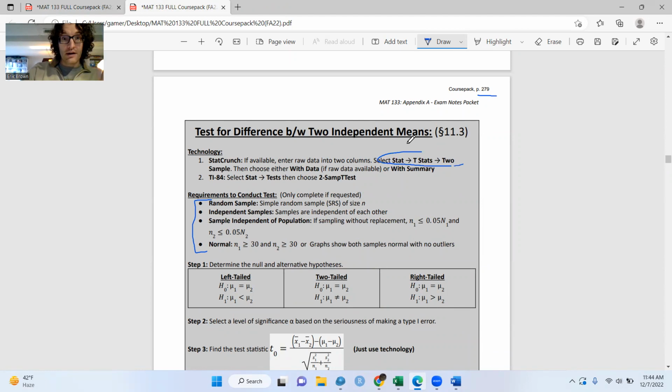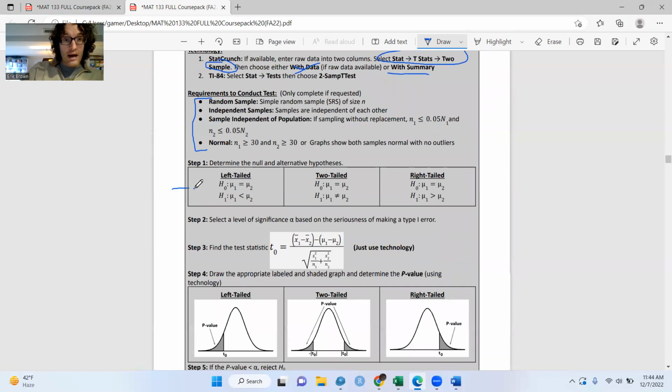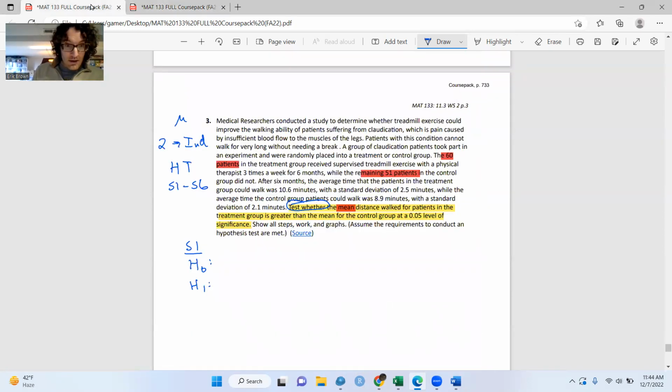Here's where you're going to go in StatCrunch. We don't have data, we've got a summary. So these are our options for our tests, and notice we don't need any numbers. So we're going to do something like this: mu1 is equal to mu2, mu1 something compared to mu2. What is it?